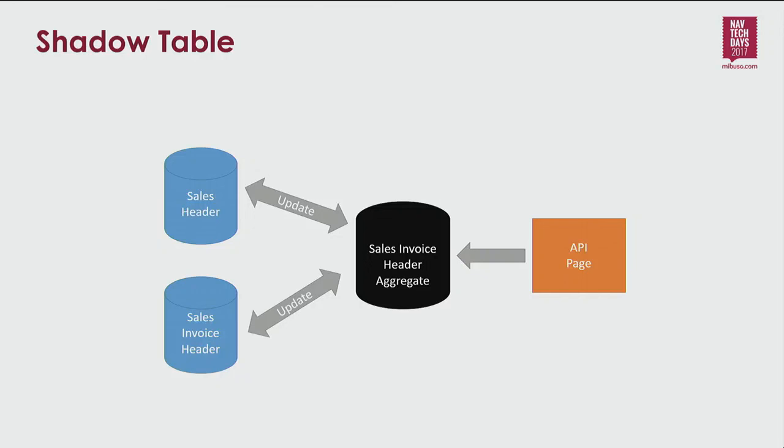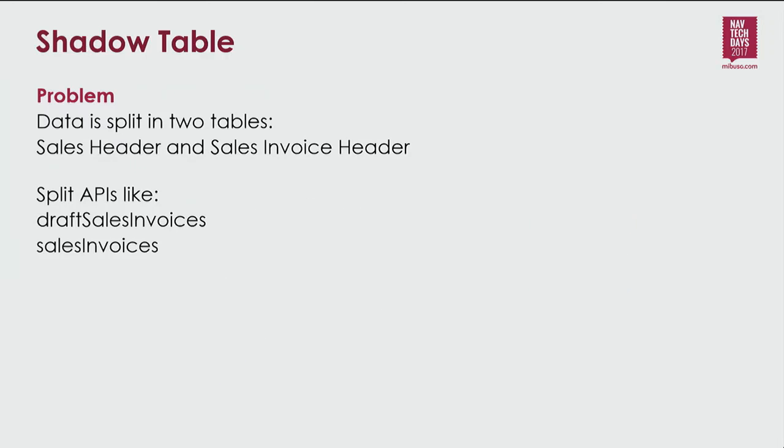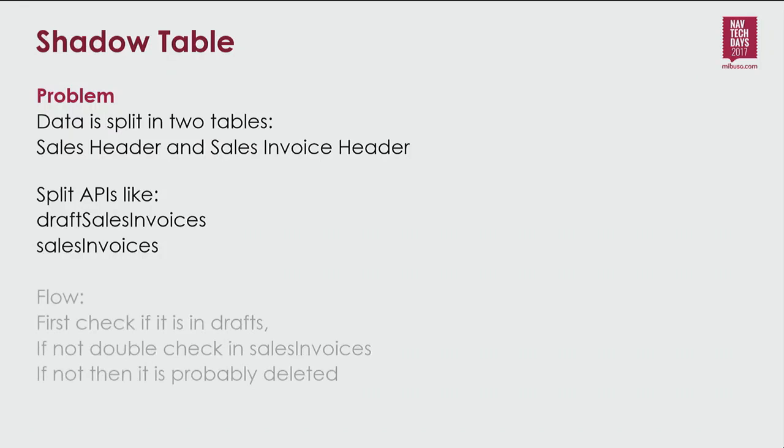So the first pattern is the shadow table, and this table is physically aggregating 2 tables into one. So for all of the sales header and sales invoice header, we have duplicated them into the sales invoice header aggregate. Basically the problem that we are facing is the data is split into 2 tables, and this would force us to split it into 2 APIs, like draft sales invoices and sales invoices. But the flow would be horrible. So first you would have to check if it is in the drafts or is it in the invoices, and if it's not, you should guess it got deleted, right?